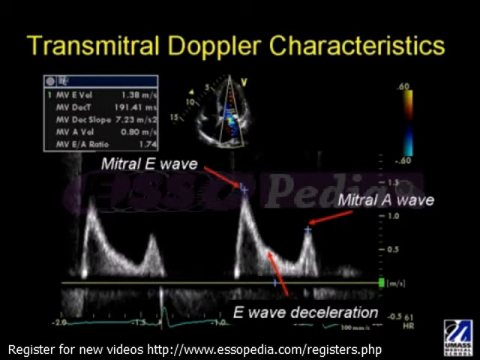Here is an example of pulsed wave Doppler with the sample volume placed at the leaflet tips. There are three components that are measured: the mitral E wave, the E wave deceleration time, and the A wave.